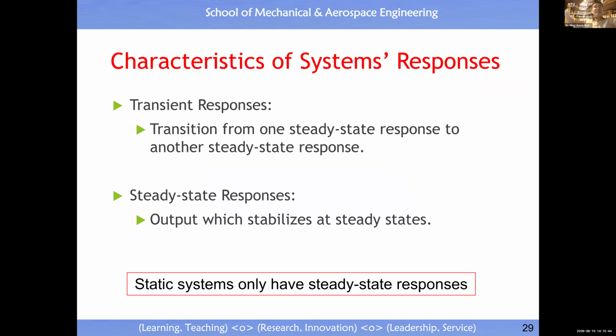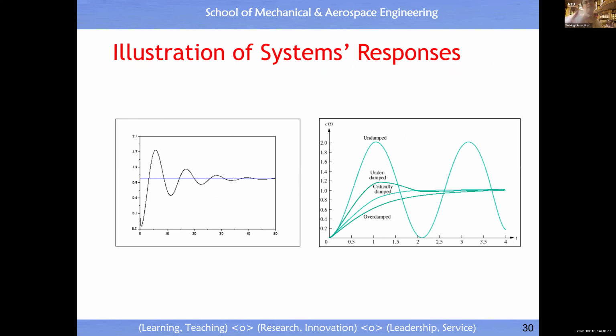Okay, so for any dynamic system, there are two types of response. Transient response is no good because it wastes our time, wastes our energy, right? So now you see why static systems are the best system in the whole universe, because static systems have no transient response. The purpose of designing a good dynamic system is to reduce transient response, right? Okay, clear. Then what do we mean by transient response? It's a transition from one steady state response to another steady state response, etc.